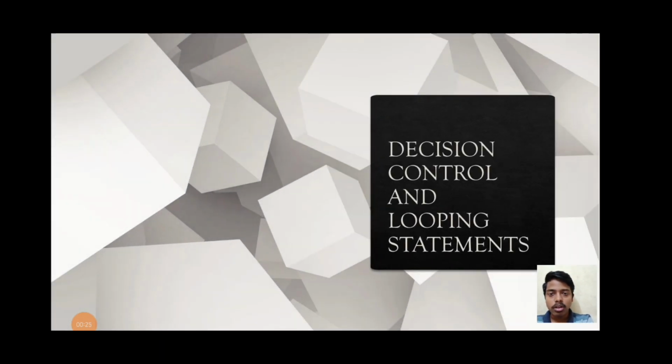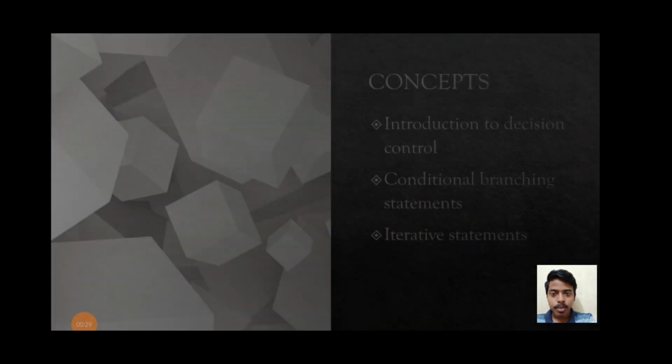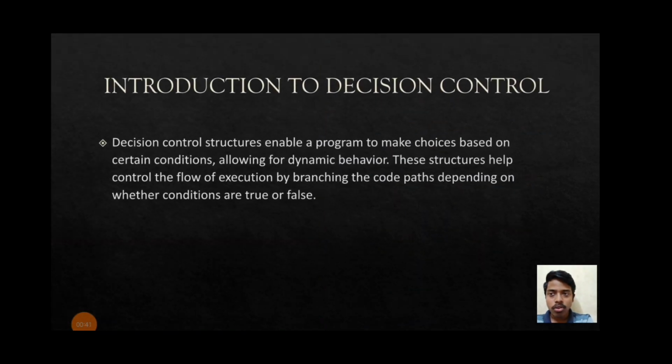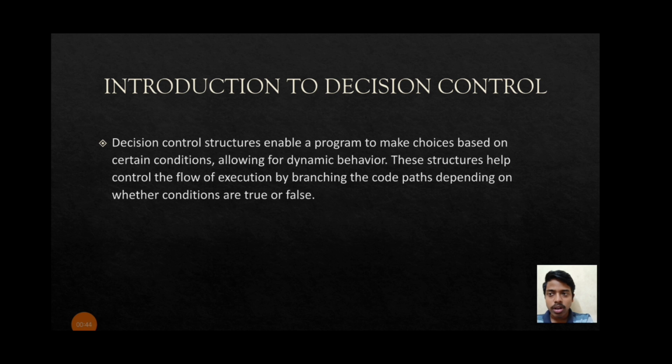Decision control and looping statements. Today's concepts are introduction to decision control, conditional branching statements, and iterative statements. First, introduction to decision control. Decision control structures enable a program to make choices based on certain conditions, allowing for dynamic behavior. These structures help control the flow of execution by branching the code paths depending on whether conditions are true or false.